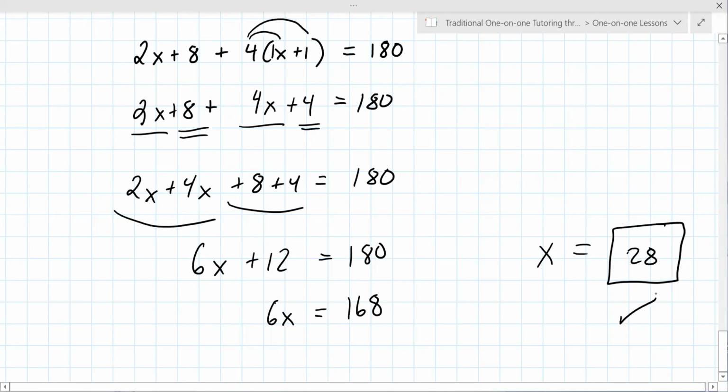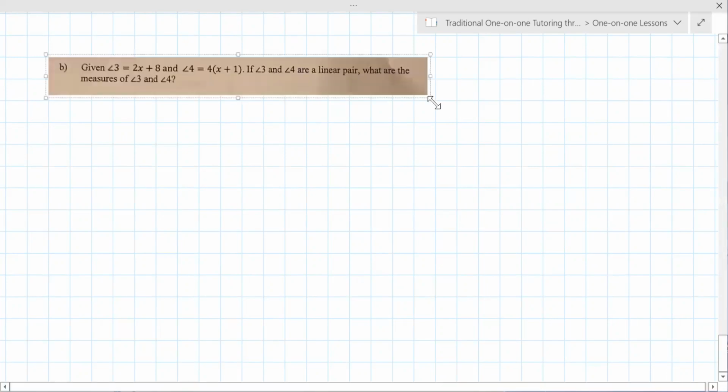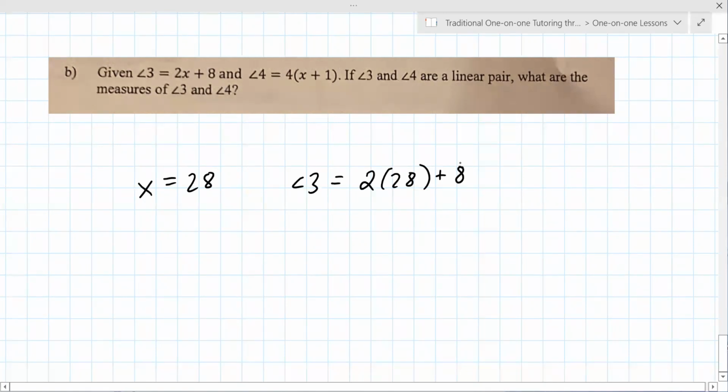All right. So now the next thing we'll do here is see if we got time for that. Yeah, I think we can do one of these. So since x is 28, we can put that back into the original equation here. We can say x is 28 and angle 3 is 2 times 28 plus 8. Could you calculate that for us? Yeah, of course. 2 times 28.